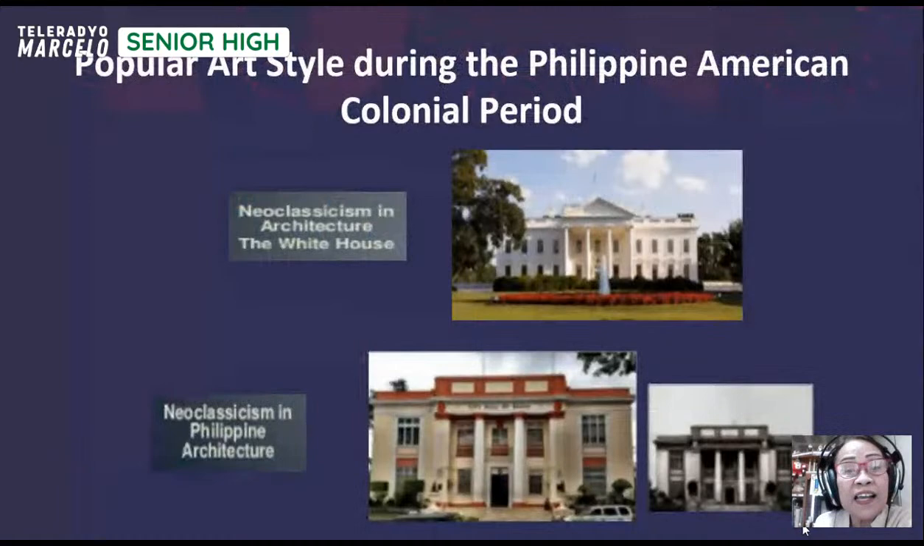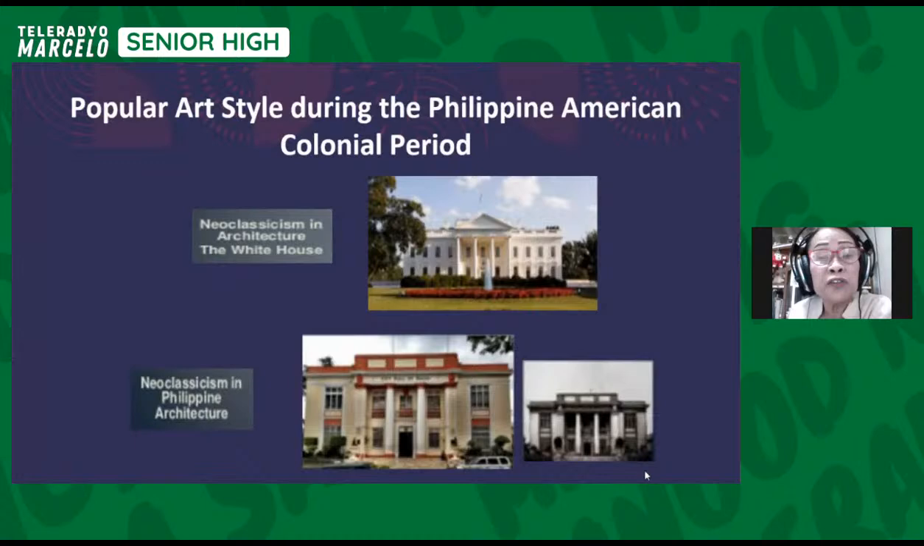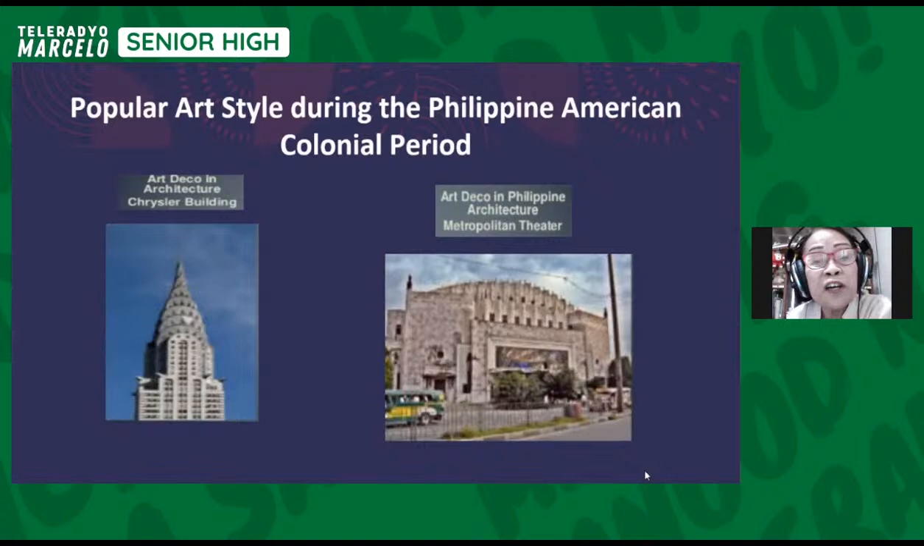So popular art style during the Philippine-American colonial period. We have neoclassicism in architecture. The White House is the best example for that. And the best example in the Philippines for the neoclassicism style in Philippine architecture, we have the Metropolitan Theater.